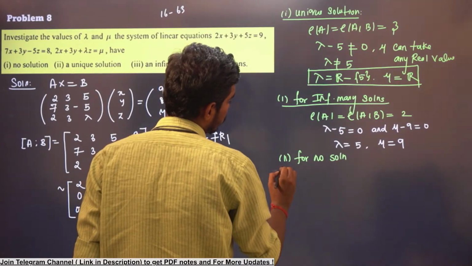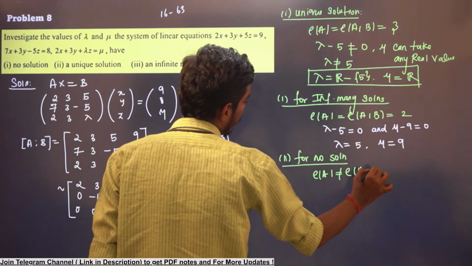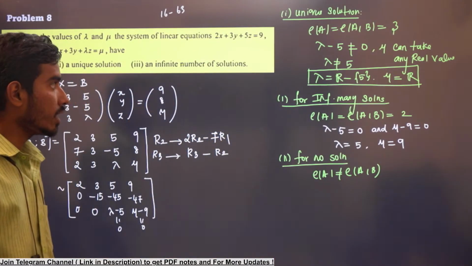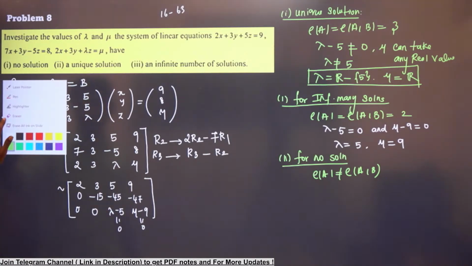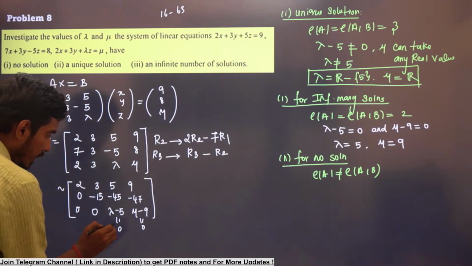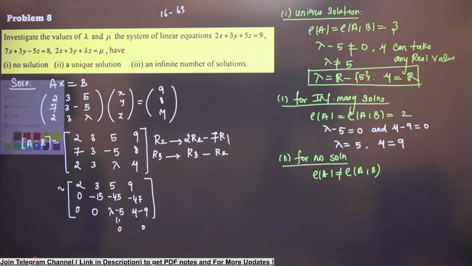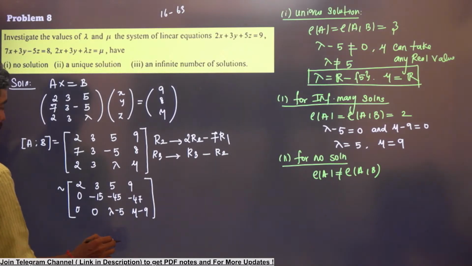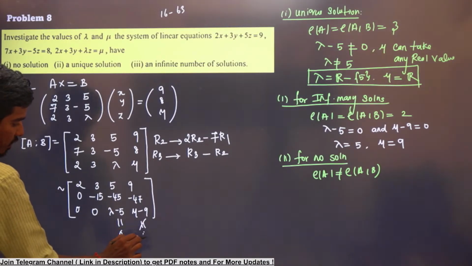For no solution, rank of A and rank of A comma B should not be equal. So what I'm going to do is make this element 0 and make this element non-zero. This is a condition for every problem. Remember this. For no solution, I'm going to make this 0 and this non-zero.